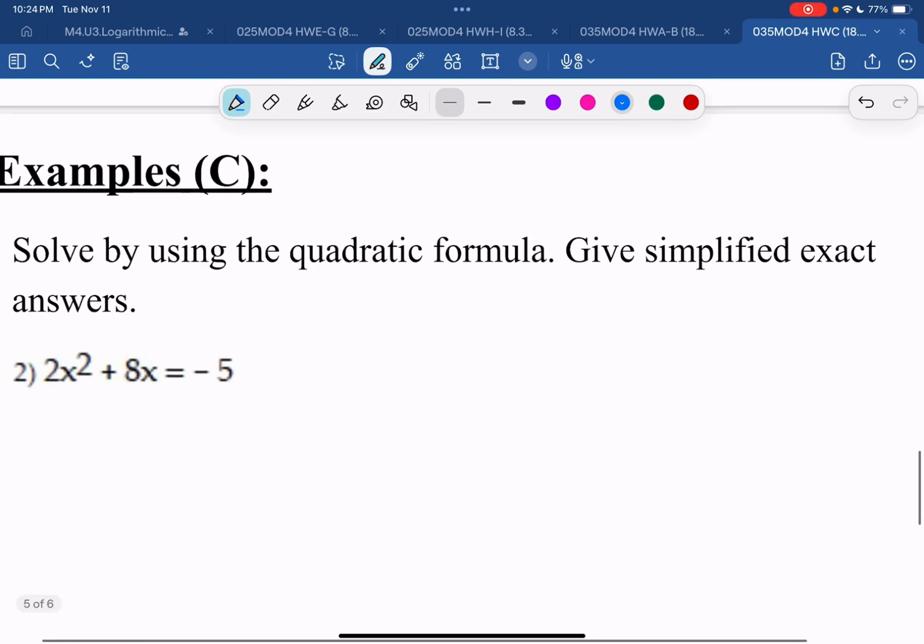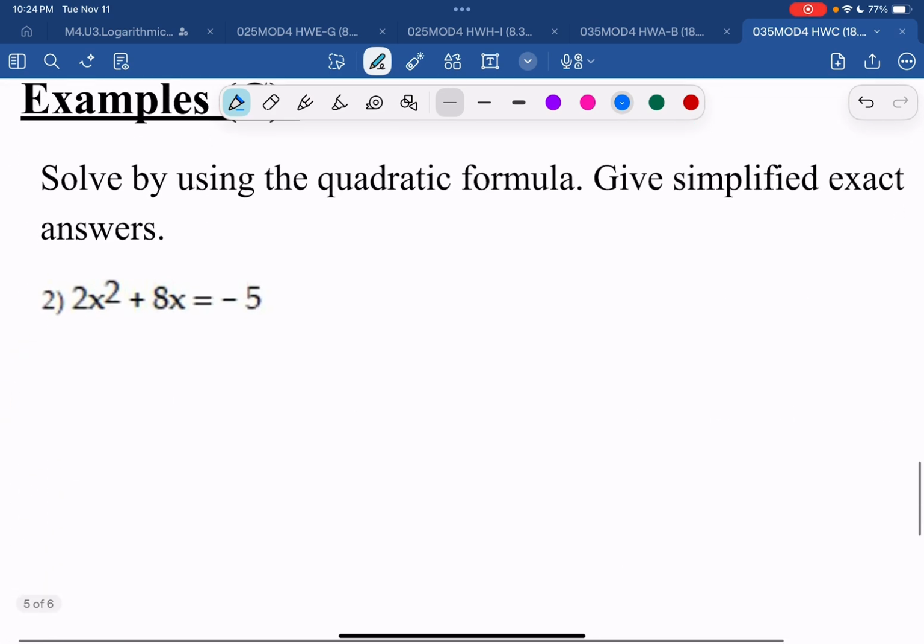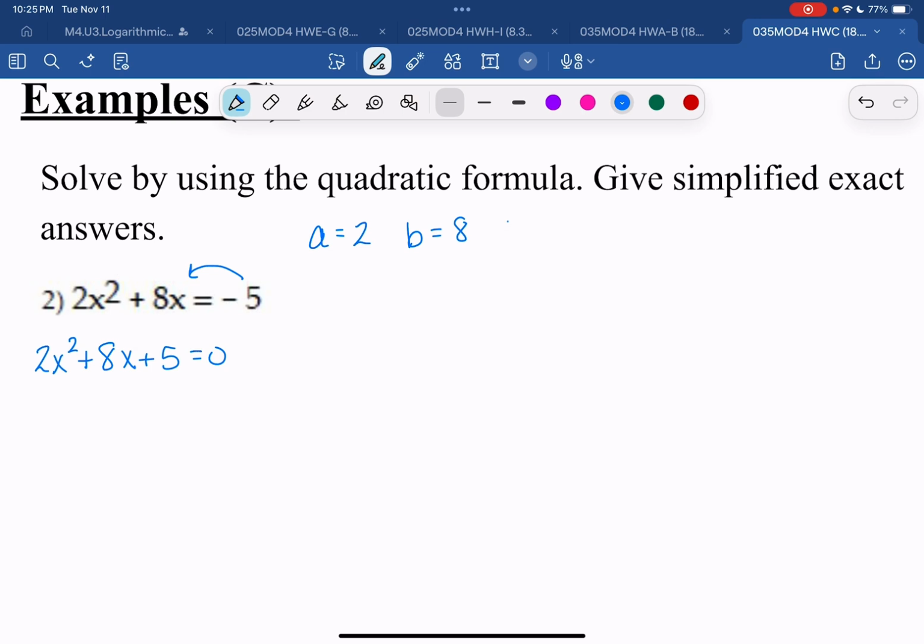Okay, let's look at one more. All right, so this one's not set equal to 0, so that just means that we have to do that first. So I'm going to move that negative 5 over, and now I've got 2x squared plus 8x plus 5 equals 0. And now I can get my a, which is 2, my b, which is 8, and c, which is 5.